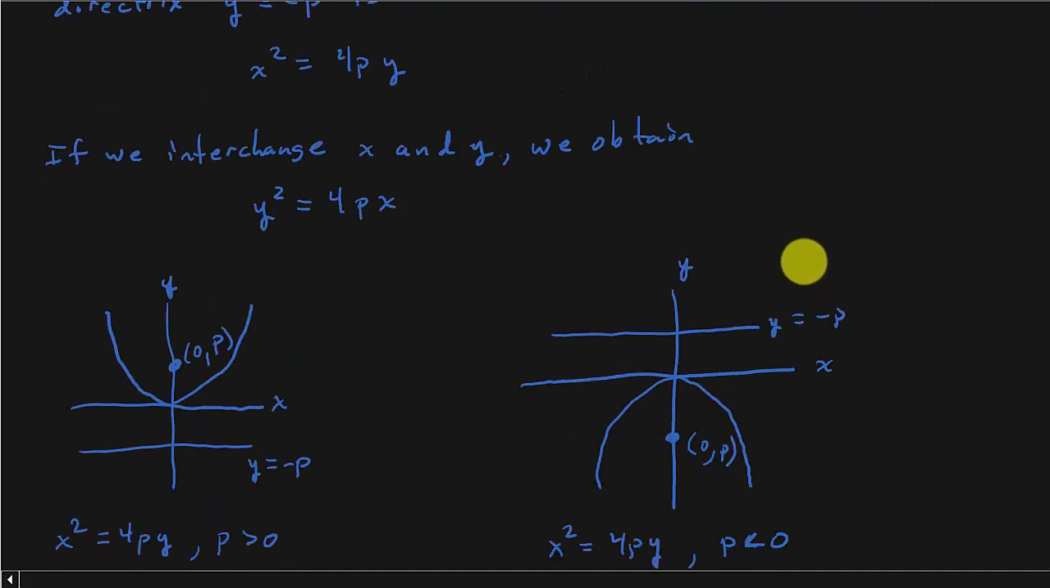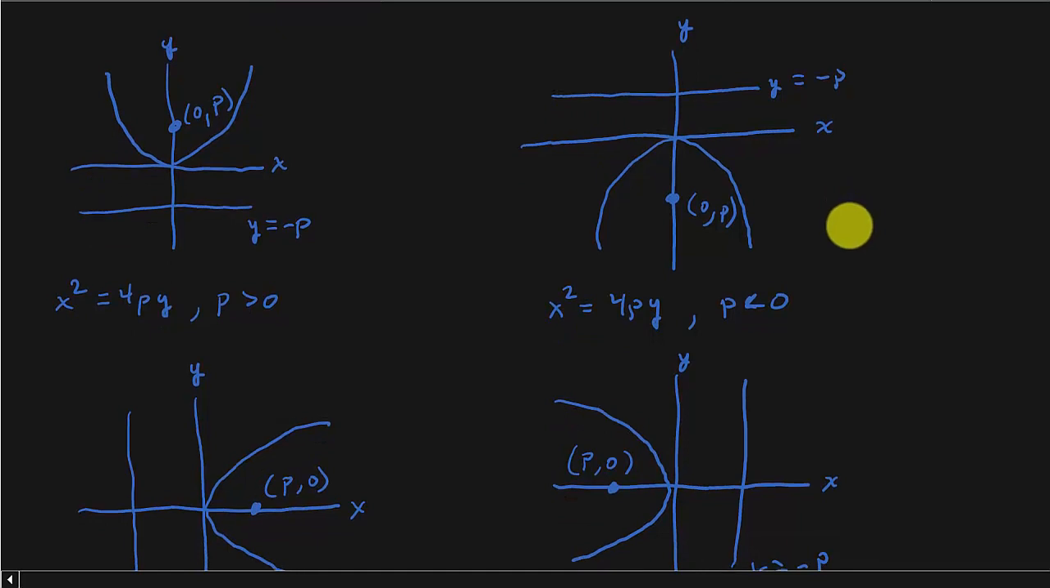So let's look at each one of these cases. Here's a parabola that opens upward. This is x squared equals 4py, and p is positive, so our focus is (0, p). That's when the vertex is at the origin, (0, 0). We're going to see cases where it's not necessarily just (0, p), and we'll have some examples of that. The directrix is y equals negative p. And here's one that opens downward. It's the same thing, just p is less than 0.